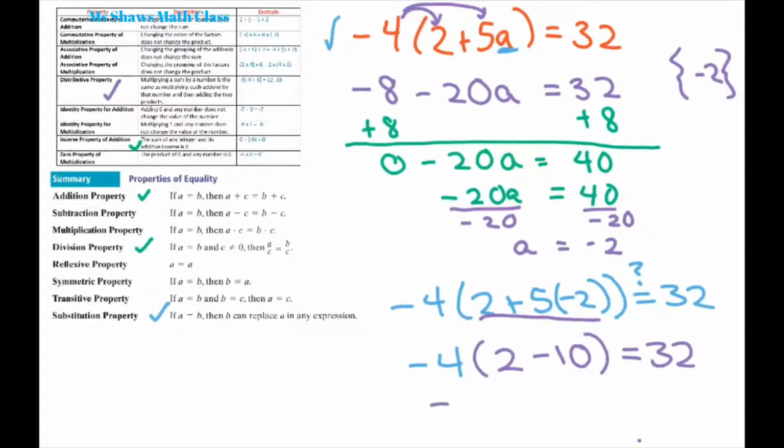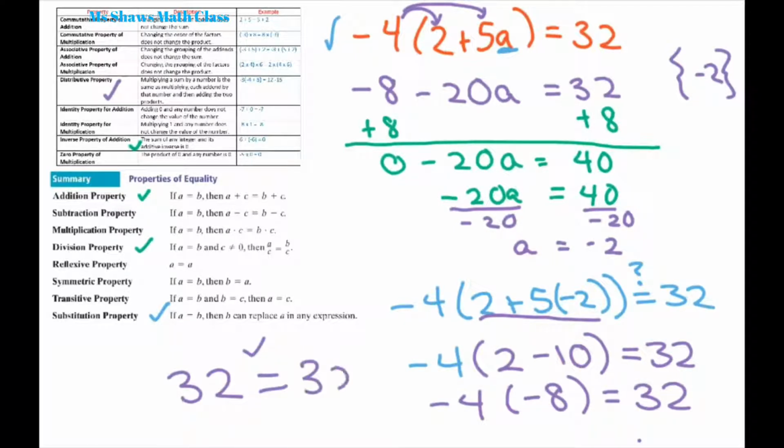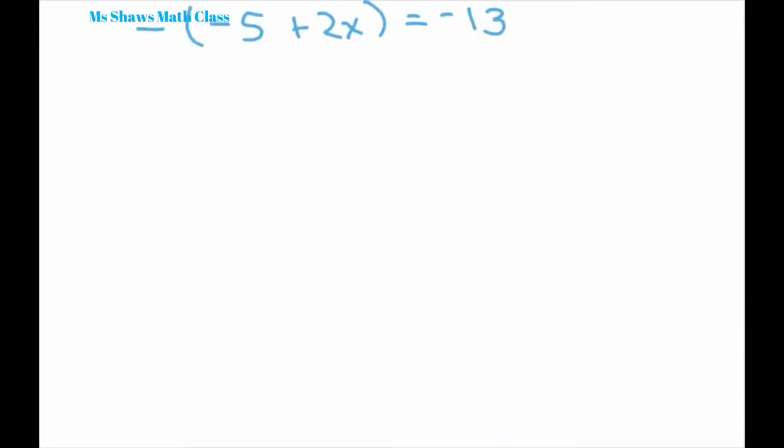And so it's going to give you -4 times, 2 minus 10 is -8. So -4 times -8 is 32. So we get 32 does equal 32. So our solution is -2. Okay, the next one is this one.